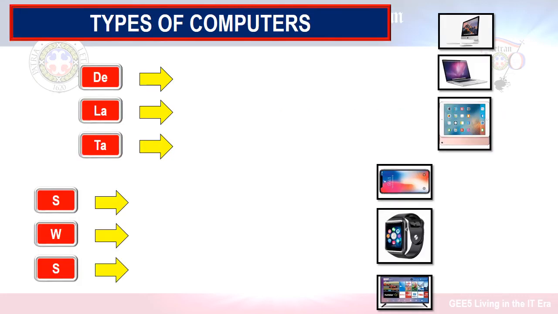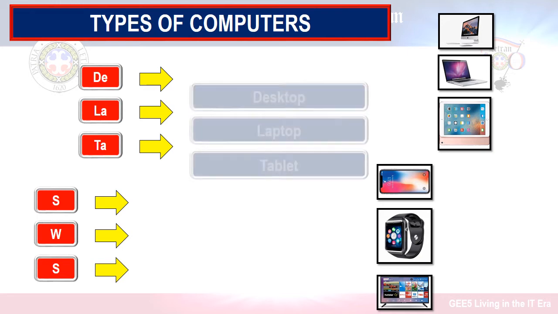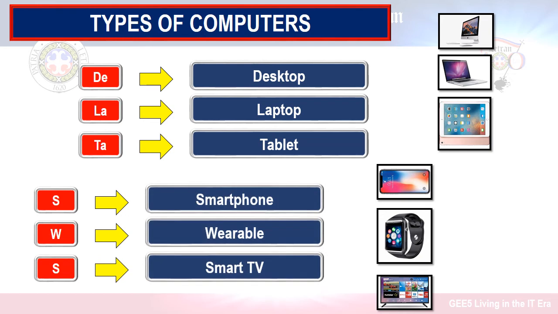Computers can also be identified in several types. These types have been identified due to the introduction of mobile devices and the proliferation of internet-capable devices. Specialized computers are now also classified according to specific users. So what are the types of computers? Just remember the acronym DeLaTaSWS: desktop, laptop, tablet, smartphone, wearable, smart TV.